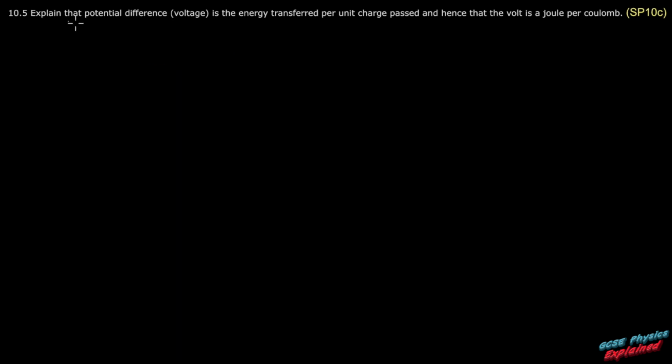Number 5. Explain that potential difference voltage is the energy transferred per unit charge passed, and hence that the volt is a joule per coulomb. So potential difference is just a posh word for voltage. And it says it's the energy transferred per unit charge. So the way I remember this is that EastEnders equals the Queen Vic.